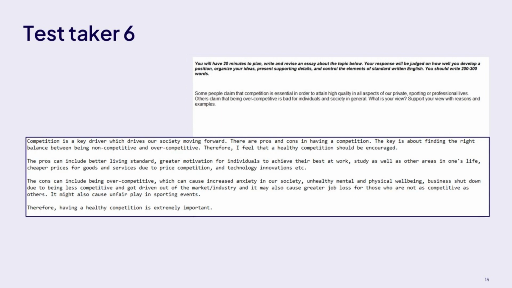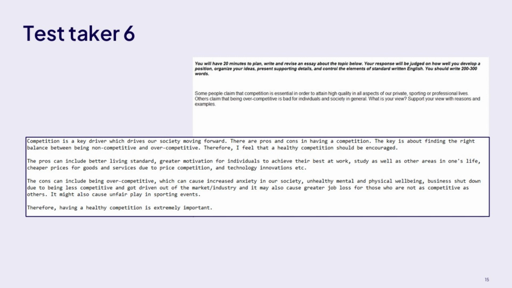This test taker uses a range of linguistic skills to convey a clear, reasoned opinion about the topic. They state their opinion clearly in the introduction, writing, "The key is finding the right balance between being non-competitive and over-competitive." They provide appropriate supporting points in the body and restate their point of view at the end.